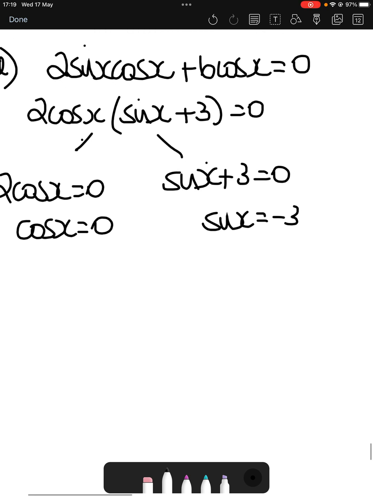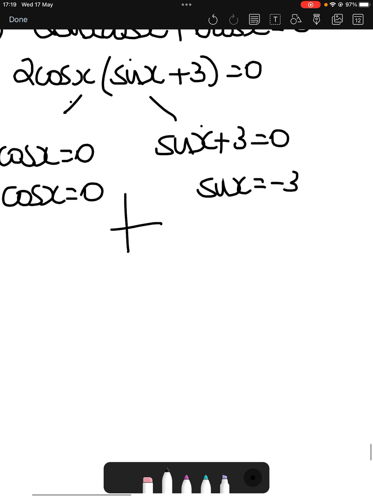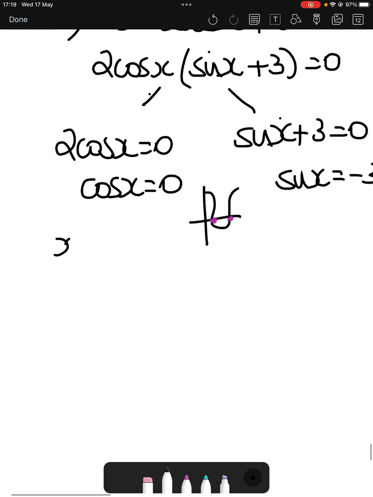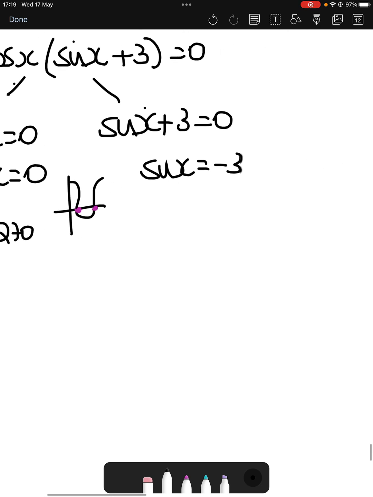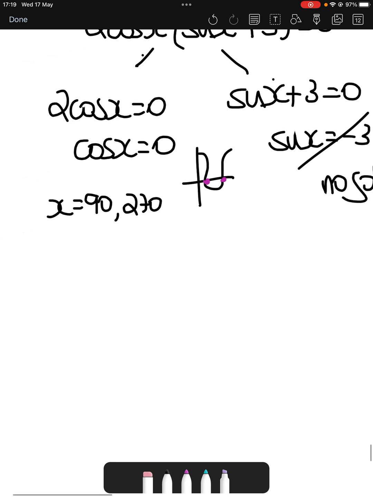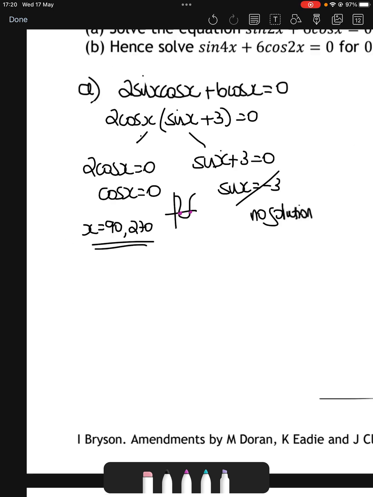Right, 0. It's not a fraction, so it can't be a CAST diagram, so it is your graph. Terrible cos graph, but regardless. Where is it 0? There and there, which is 90 and 270. -3, no solution. Okay, anything 1 and -1, out with that. Doesn't work. So in fact, those are our answers for part A.